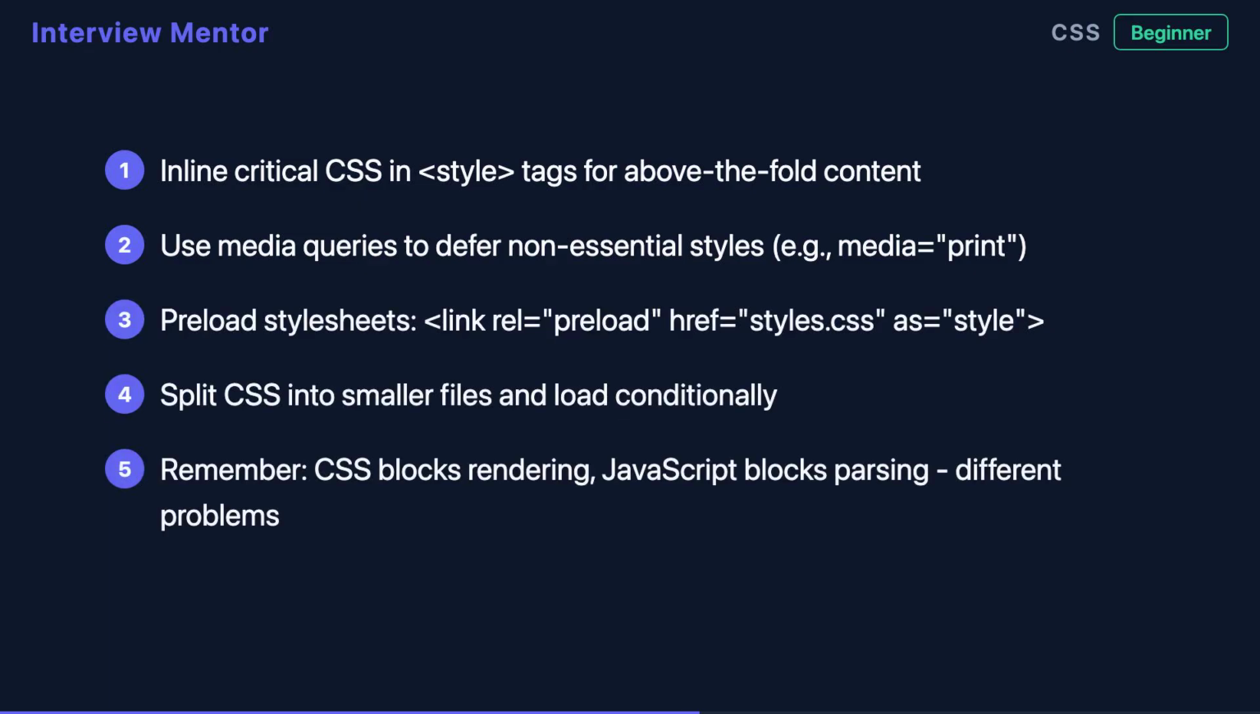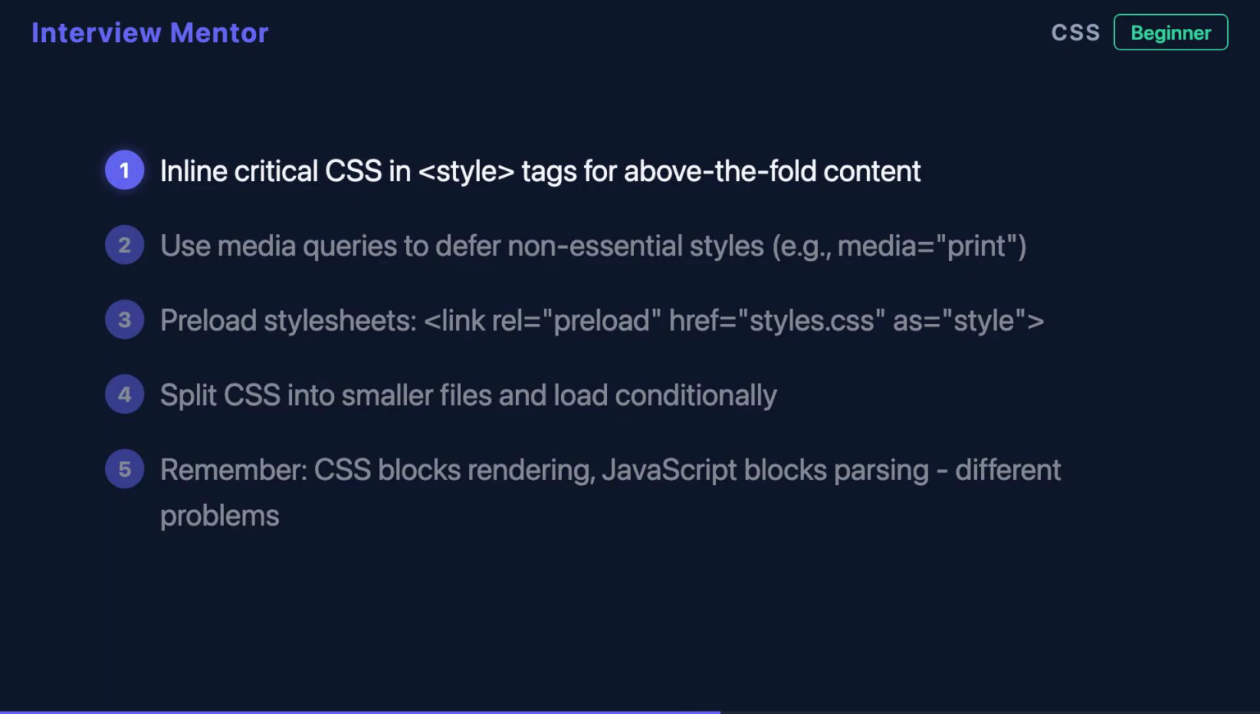First, inline your critical CSS. The styles needed for above-the-fold content, directly in a style tag. Second, use media queries to mark non-essential style sheets as non-blocking, like media equals print for print styles. Third, use preload with the as equals style attribute to load style sheets asynchronously while maintaining their priority. Fourth, split your CSS into smaller files and load them conditionally.